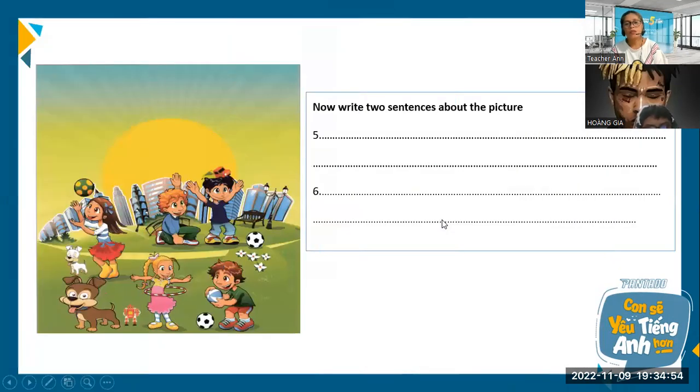Okay, so here, Gia, look at Gia. Write two sentences about the picture. Write number five and six. Write two sentences about the picture.